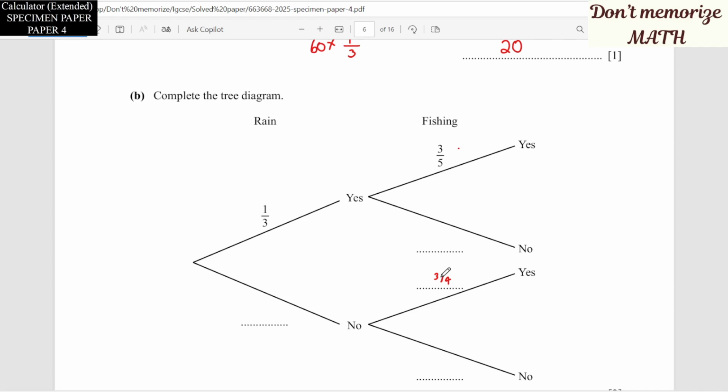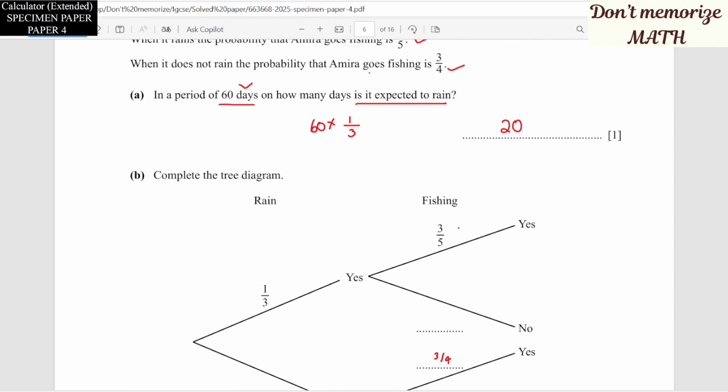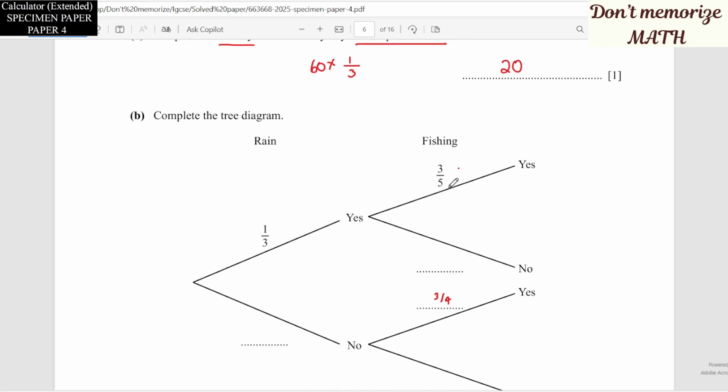Mainly for this part, you should know each branch adds up to 1, because the total probability will always be 1. These two, this is the branch, right? Only two divisions, so these two add up to 1. And here also, starting from here, only 2. So these two add up to 1, because the total probability of anything will always be 1, or 100%.